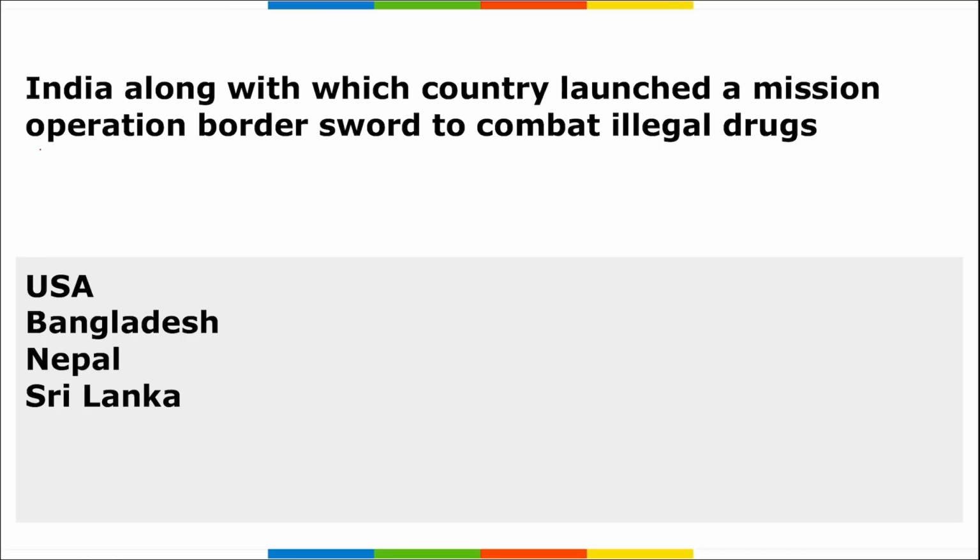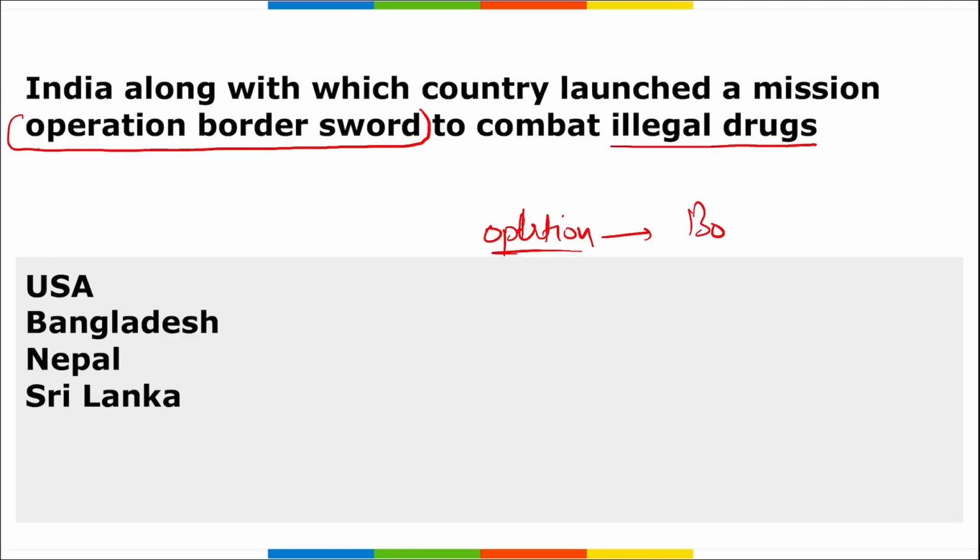Next, India, along with which country, launched a mission, Operation Bordersword, to combat illegal drugs, right? In order to fight illegal drugs, an operation was named. And what is the name of that operation? It was named Operation Bordersword, right? This is the name of the operation, and it was started by which country along with India? So this operation was started by India along with the USA, right?